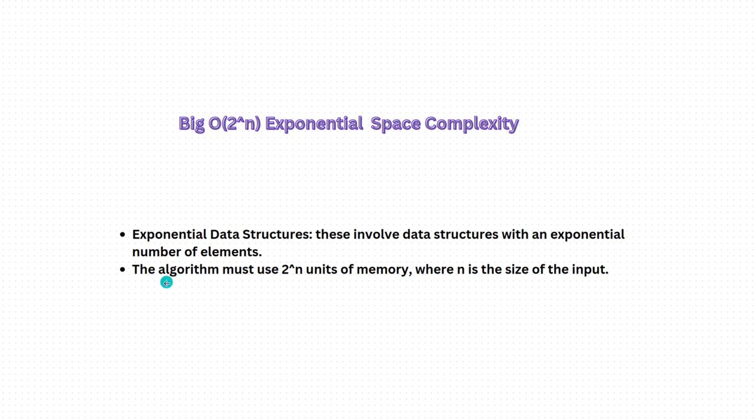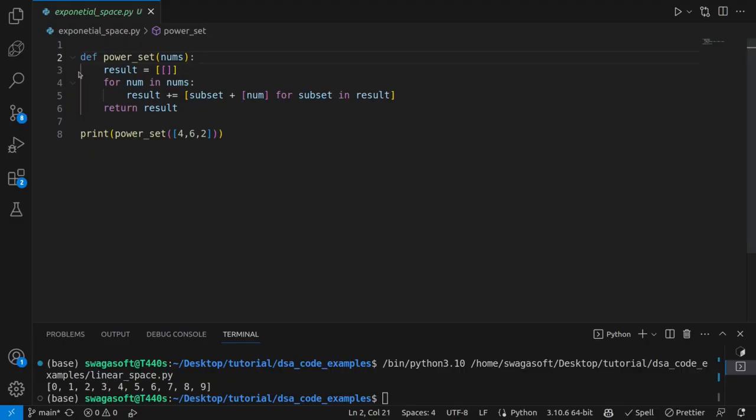The next criteria you will see is that the algorithm must use 2 raised to power n units of memory, where n is the size of the input. We can see examples like generating all subsets or combinations. This algorithm is regarded as the big O of 2 raised to power n space. We also have another example, which is exponential recursive calls. This is also the big O of 2 raised to power n. So let us go to VS Code.